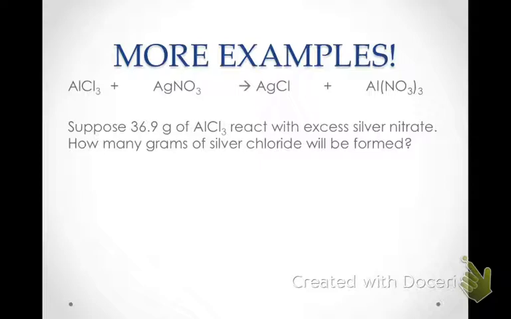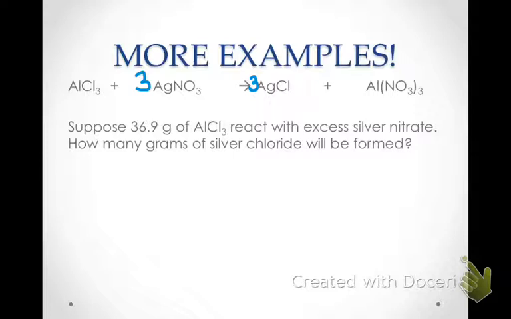So very first thing that we need to do is balance this puppy. So when I'm looking at this, I have 3 chlorines over here, which means I need 3 over here. And when I do that, I need 3 over here. And I have 3 silvers and 3 NO3s. Over on this side, I have 3 silvers and 3 NO3s. So I've got a 1 to 3 to 3 to 1 ratio.